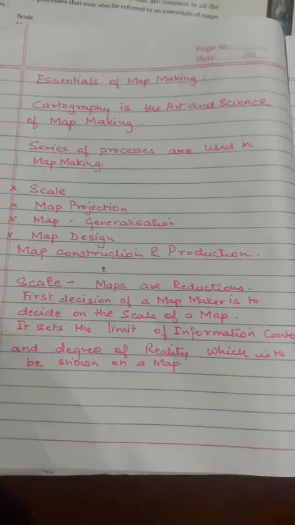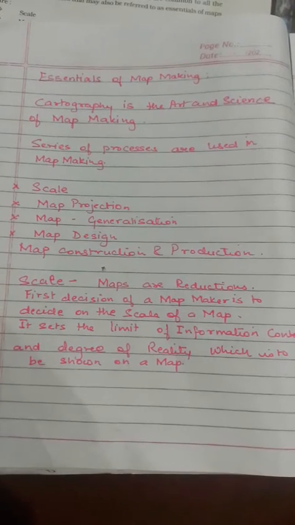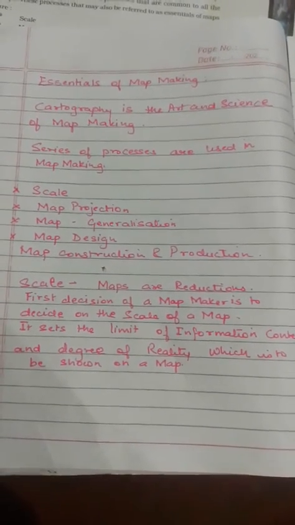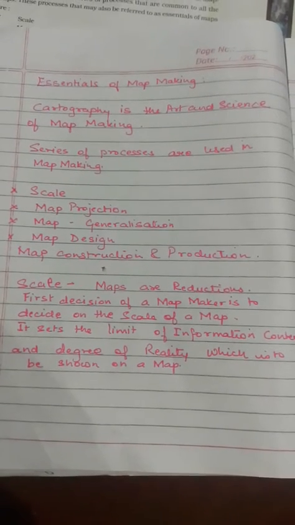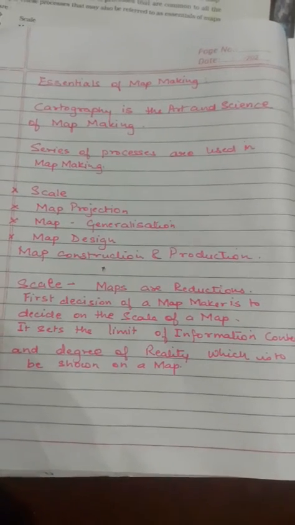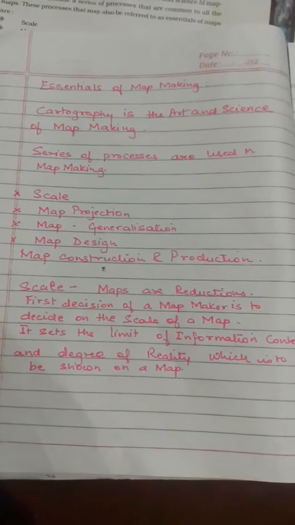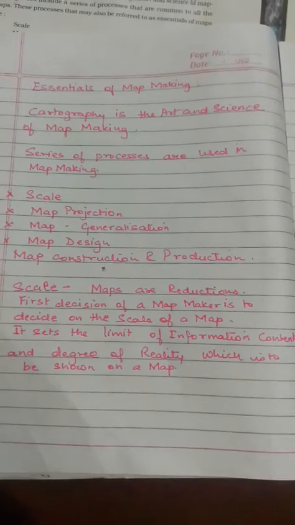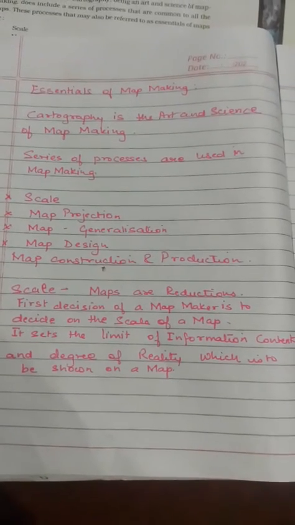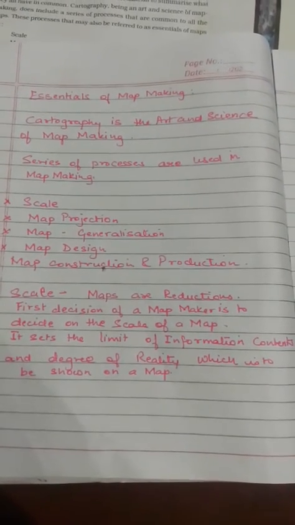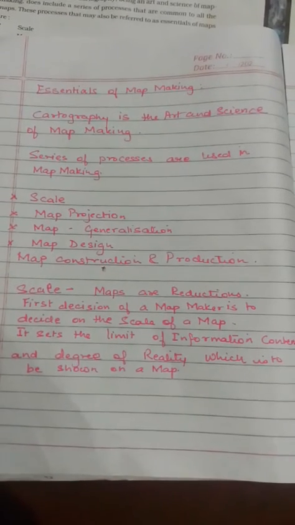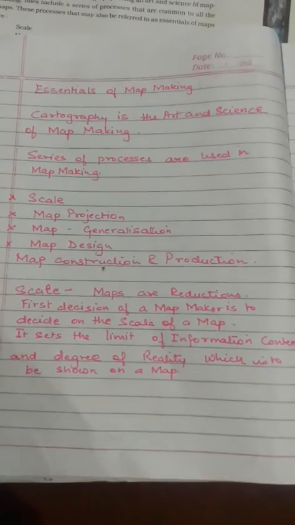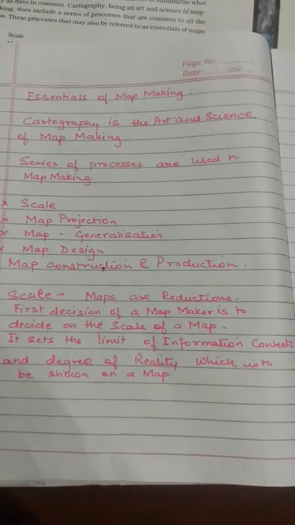The first, as I told you, is called a scale. That means that maps are basically reductions. Okay, so the entire earth or a part of the earth is to be represented on a piece of paper. So this entire piece of land has to be reduced on a smaller scale. So the first decision that a map maker or a cartographer has to take is to decide on the scale of a map. So it can be a large scale map or it can be a small scale map.